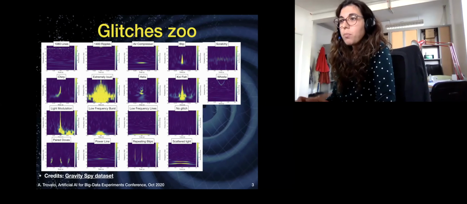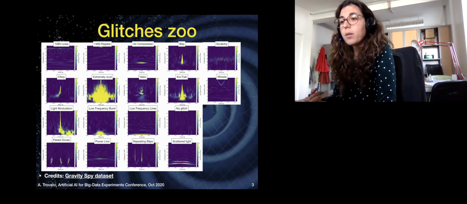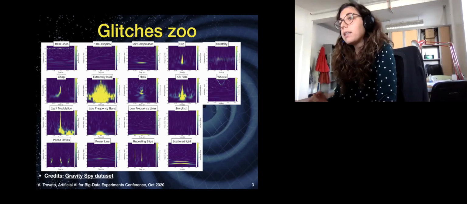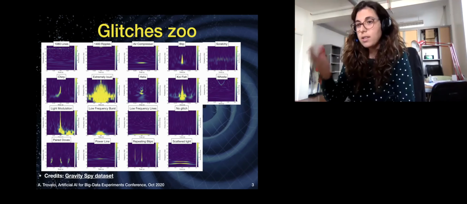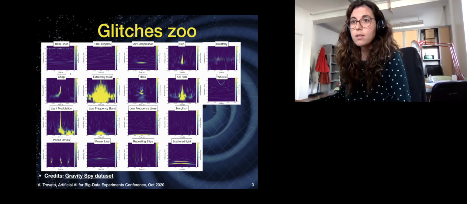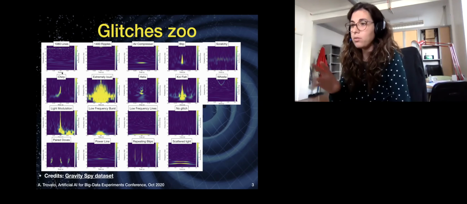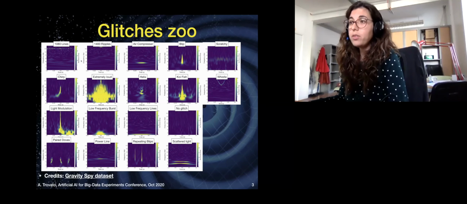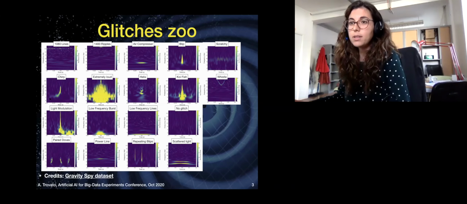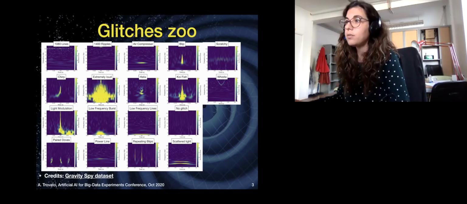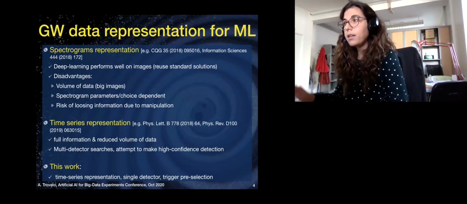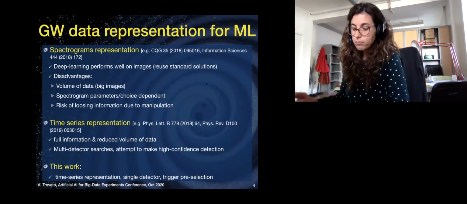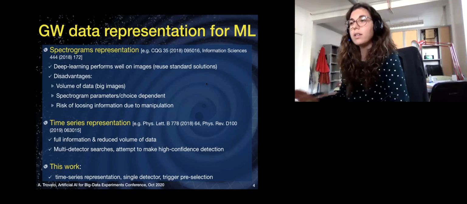The plot you see here is a representation of various types of transient noise that we internally call glitches. This is a typical spectrogram where you see the frequency versus the time, and you see there are different shapes, and some of these glitches can mimic the signal. For example, this is the typical signal, a chirp, and this is, for example, a blip. It's not so different.